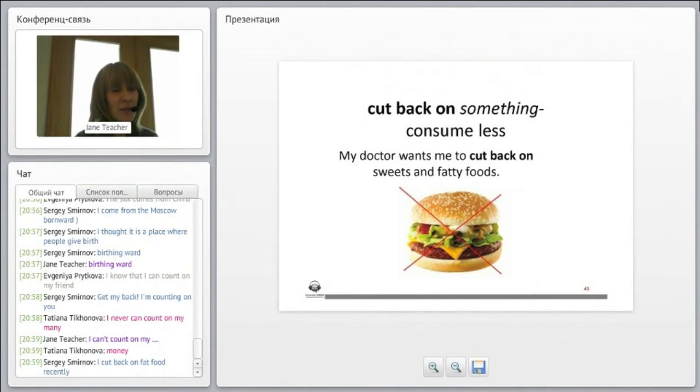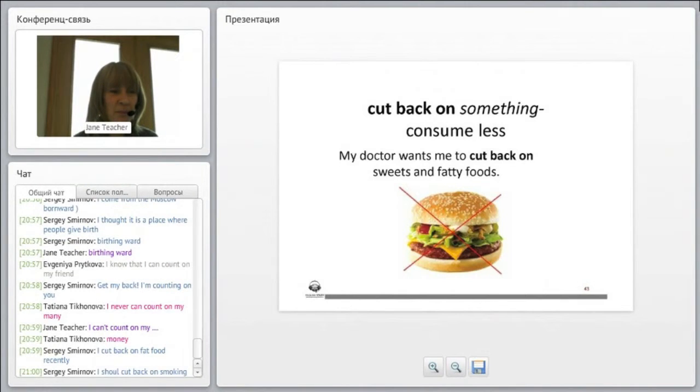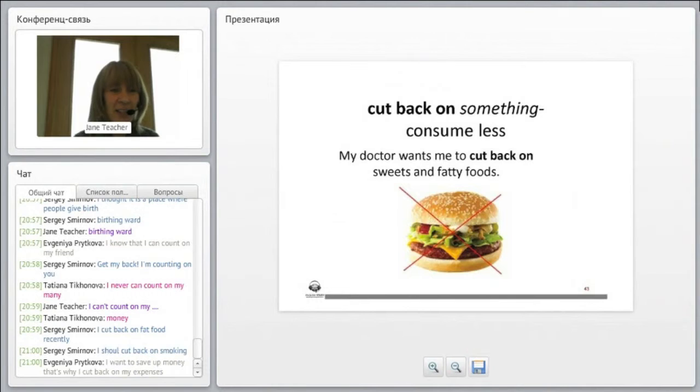I cut back on fat food recently. Or fatty food. Fatty food. Or if you mean fast food, Sergey, either one for the adjective. What else have you cut back on? Or what else should you cut back on? Anyone else want to try? Cut back on something. Anything else you've cut back on?